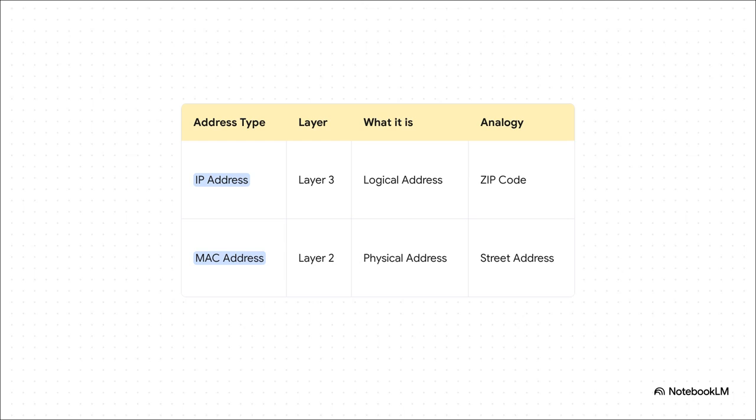Now, to get our data to the right place, we actually need two different kinds of addresses. At layer 3, the IP address works like a zip code. It gets the packet to the right city, the right neighborhood. But once it's in that neighborhood, you need the layer 2 MAC address. That's like the specific street address to deliver it to the exact house, the exact device.